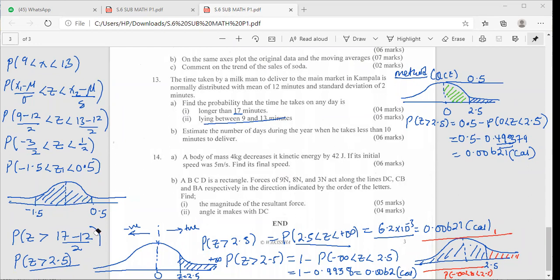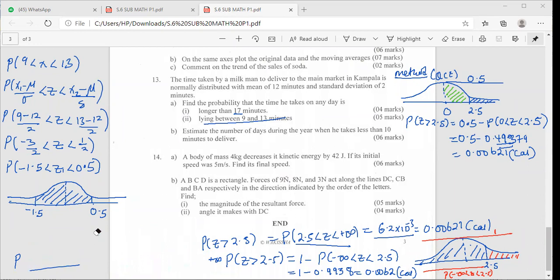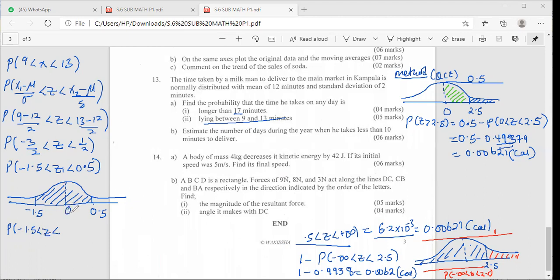So to start with, because I've showed you all the different options, all of them can give us the answer. The first one, I can start with the 2. Why am I starting with the 2? Because 2 will read from negative 1.5 less than z less than 0, 0 is in the middle, plus probability of 0 less than z less than 0.5. Get me the first answer for 2.